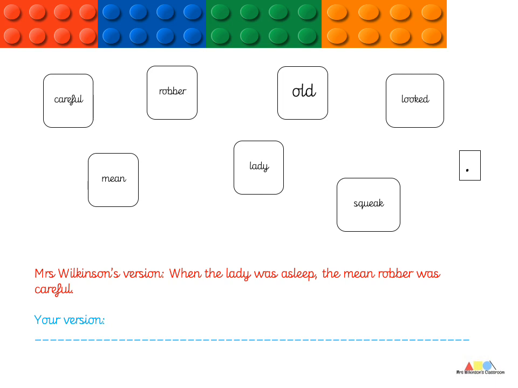The next set of 7 words is careful, mean, robber, lady, old, looked, squeak. And my sentence is, when the lady was asleep, the mean robber was careful. Okay, so you can come up with your own sentence. You'll notice that I have used mean as an adjective there. See if you can add in some adjectives to help challenge you in your sentences. And if you want a really hard challenge, see if you can add in some of those 2A phrases that we've been looking at recently.